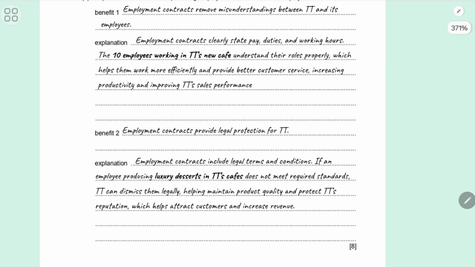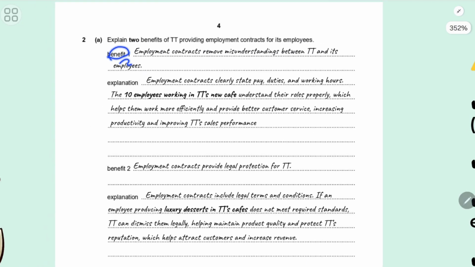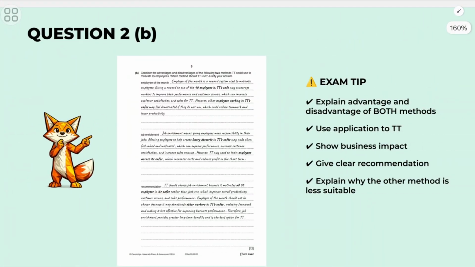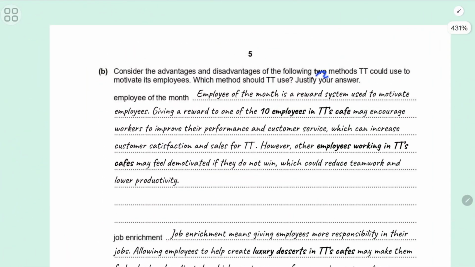This answer includes 2 correct benefits: clear explanation, strong application, and clear analysis showing business impact, which meets all marking criteria for full marks. Question 2b. Consider the advantages and disadvantages of Employee of the Month and Job Enrichment. Which method should TT use?